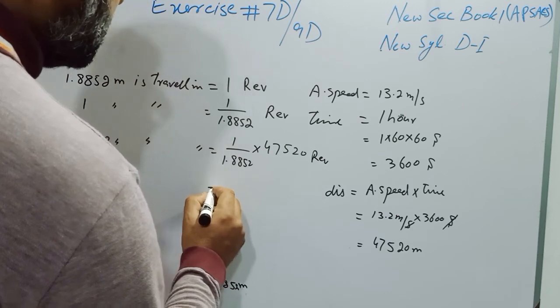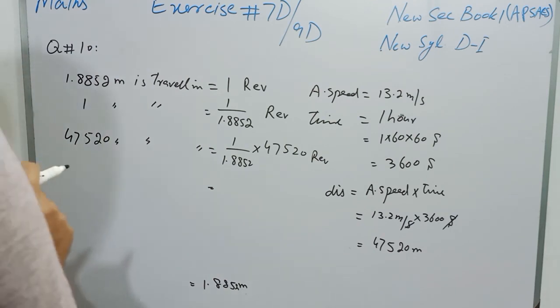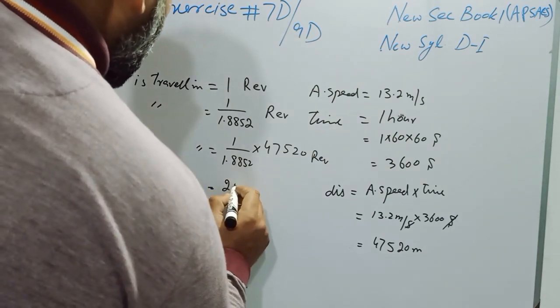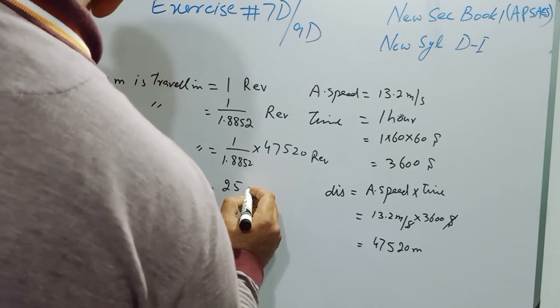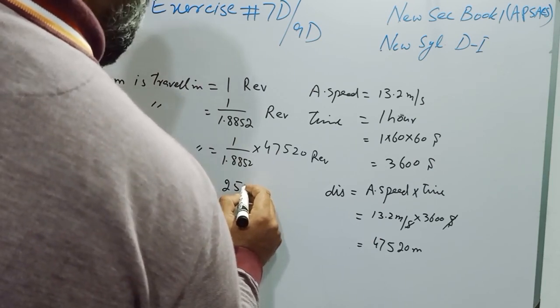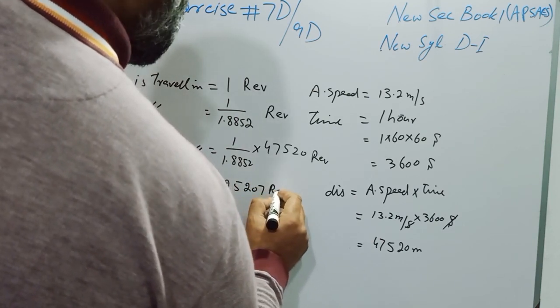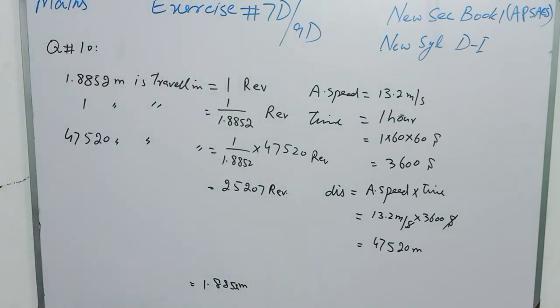Now students, 47,520 will be divided by 1.8852 and the number of revolutions will be 25,207. Approximately 25,207 revolutions the wheel makes in 1 hour.